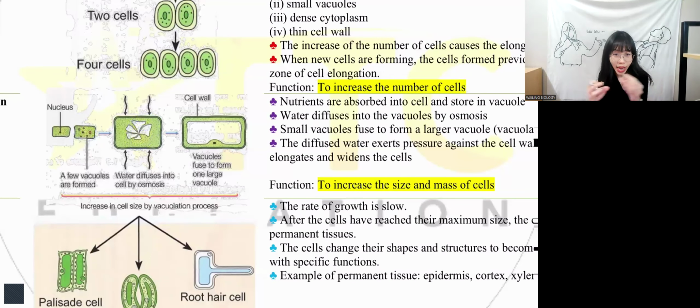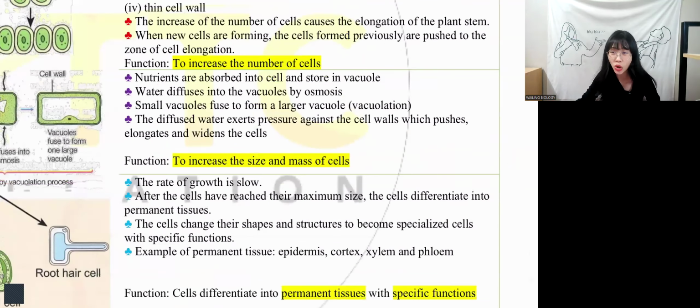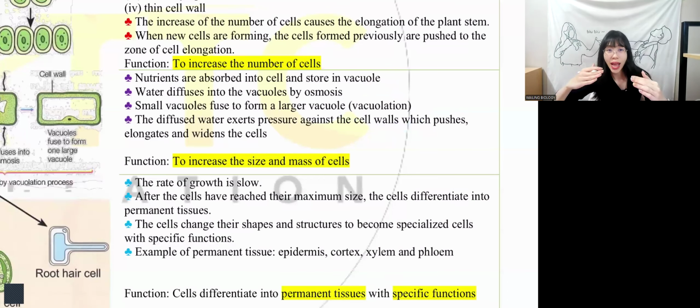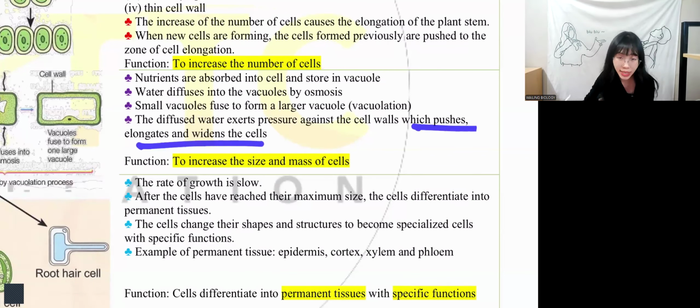They will fuse together to form a larger vacuole. They will form a larger vacuole, a bigger vacuole. The process is known as vacuolation. Okay, the process is called vacuolation. Because they become bigger, they will exert pressure. They will push to the cell wall. Imagine that a person is very big. Of course, the person pushing the next person has higher chances, right? So they will push and widen the cell.